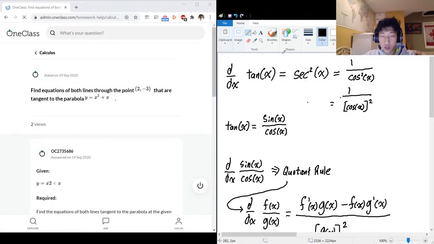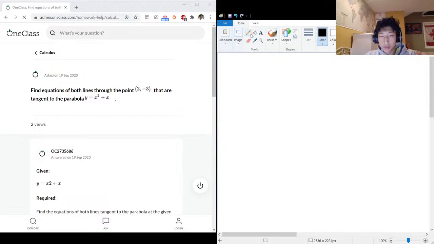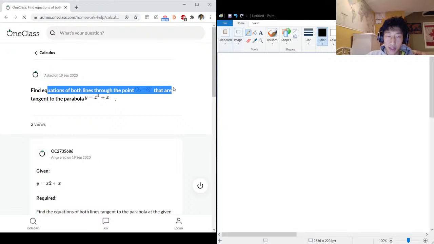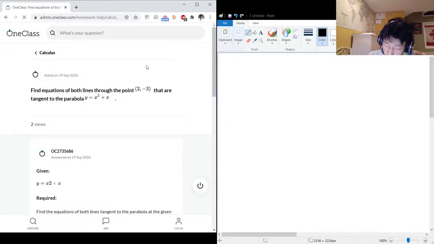Cool. So our next question that we got to cover is: find the equations of both lines that pass through the point (2, -3) that are tangent to the parabola y equals x squared plus x. So let's dissect what we need to know from this question.